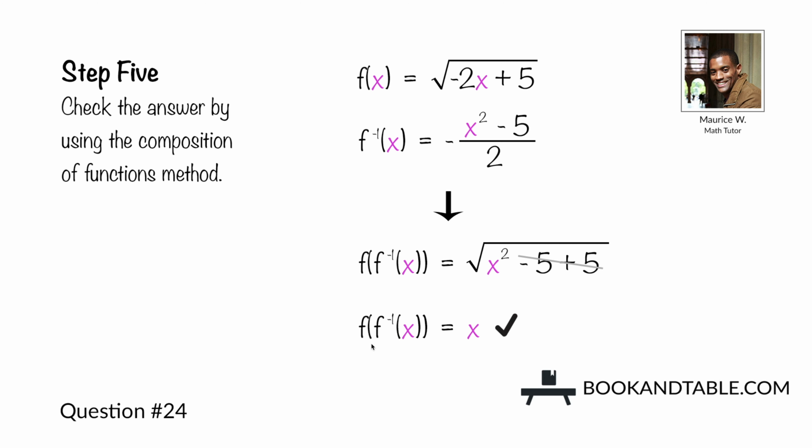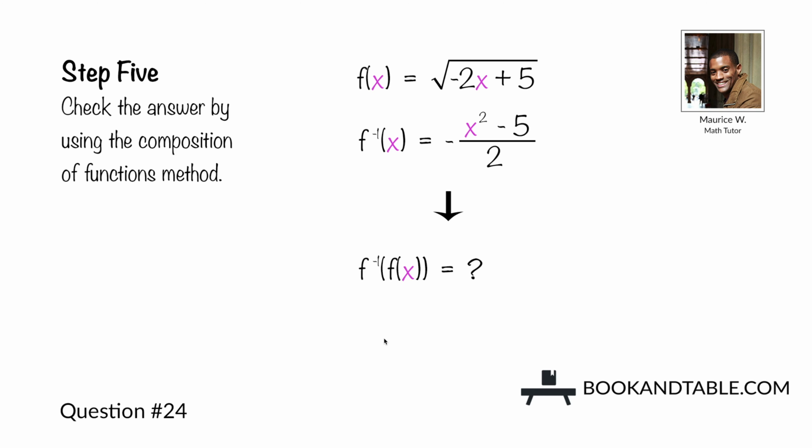So now we want to switch the order of the functions and test that order to see if we get x. So we write the expression for the outer function, the inverse. So we write negative x squared minus 5 over 2. And then we replace the x squared here with the expression of the inner function, f of x. So we have the square root of negative 2x plus 5 squared minus 5 in our numerator.